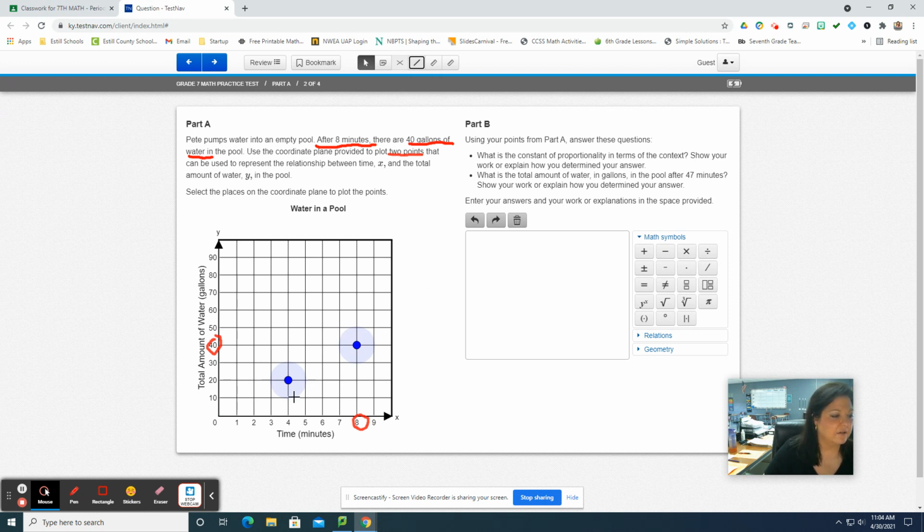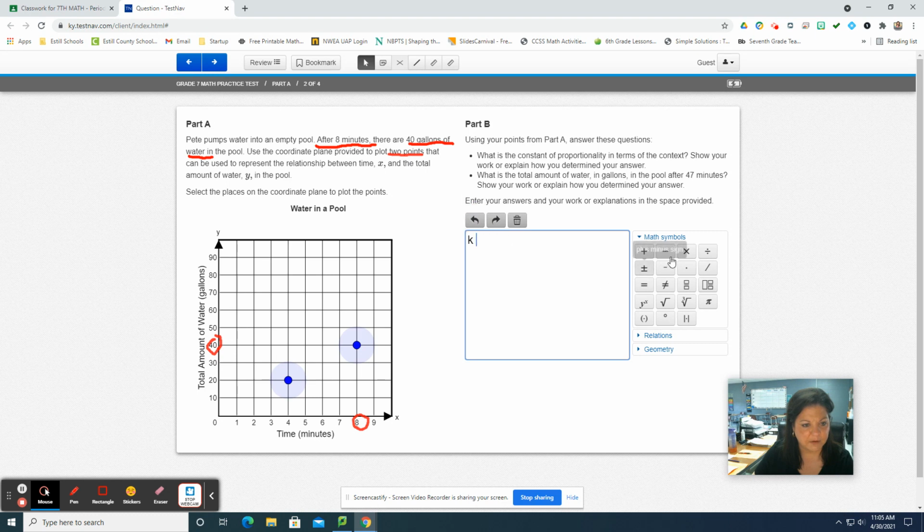Part B says, using your points from part A, answer these questions. What is the constant of proportionality in terms of the context? Show your work or explain how you determine the answer. Well, I'm going to click on this little box here, and I'm going to start with the formula so they know that I understand what constant of proportionality is. So I'm going to say K is equal, and my equal sign is up here. And it gave me a box.